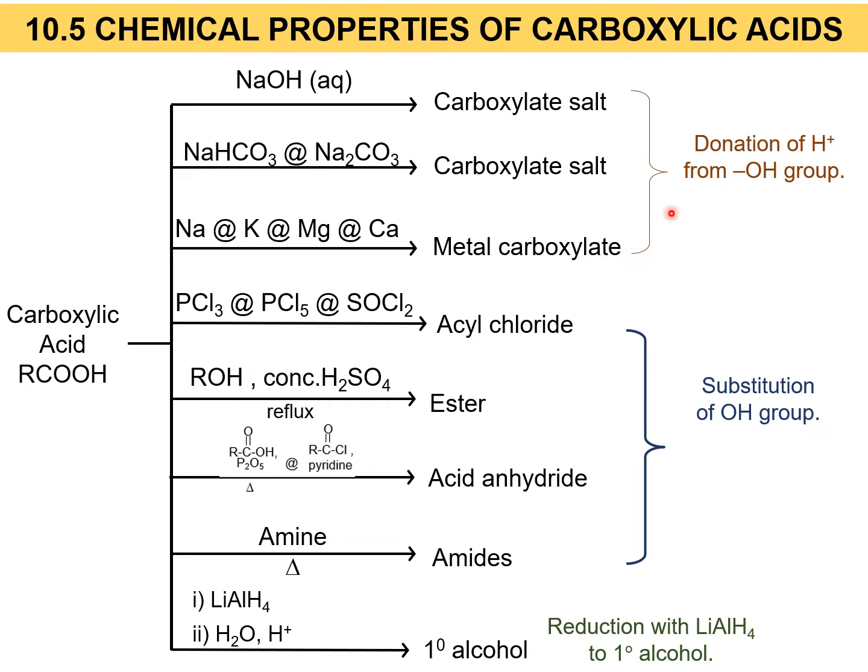And ada 3 key points in chemical properties of carboxylic acids, di mana sama ada penghasilan produk ni dihasilkan melalui donation of proton daripada OH group, ataupun dia buat substitution dekat the OH group, and lastly dia pun boleh buat reaction with reducing agent LiAlH4 followed by hydrolysis.